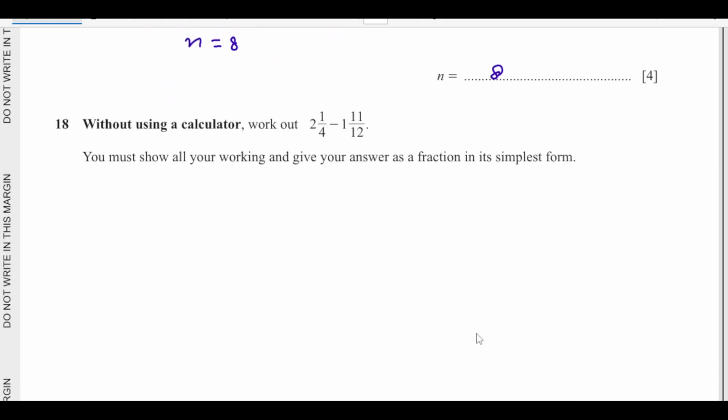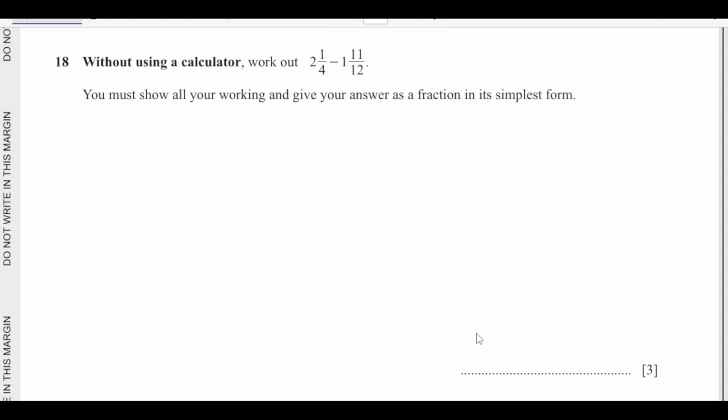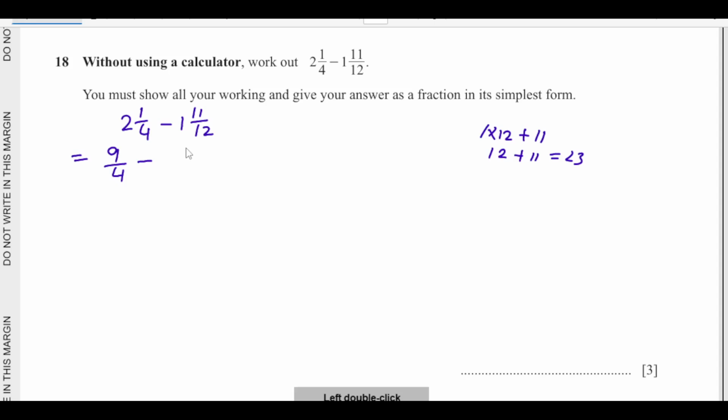Now number 18, without using a calculator, work out 2 1 over 4 minus 1 11 over 12. So we have to convert these to improper fractions. 4 times 2 is 8, 8 plus 1 is 9, so 9 over 4, minus 12 times 1 is 12 plus 11, which is 23. So this is 23 over 12, right?